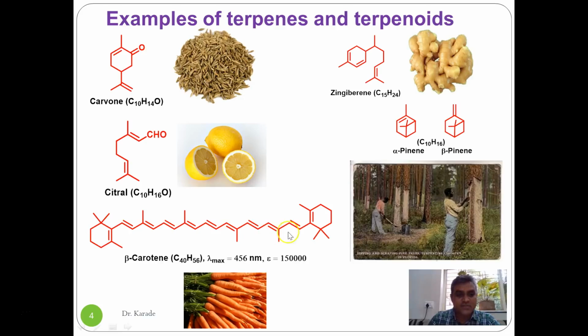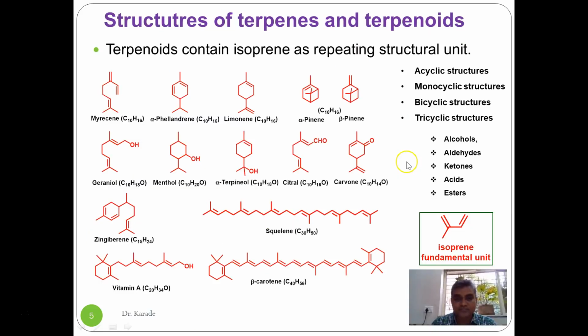The last molecule is very interesting. It is called beta carotene. Beta carotene contains a total of 11 conjugated double bonds, and because of this conjugated chromophore, it has a very high lambda max value, 456 nanometer. The red color of the carrot is due to the presence of beta carotene.